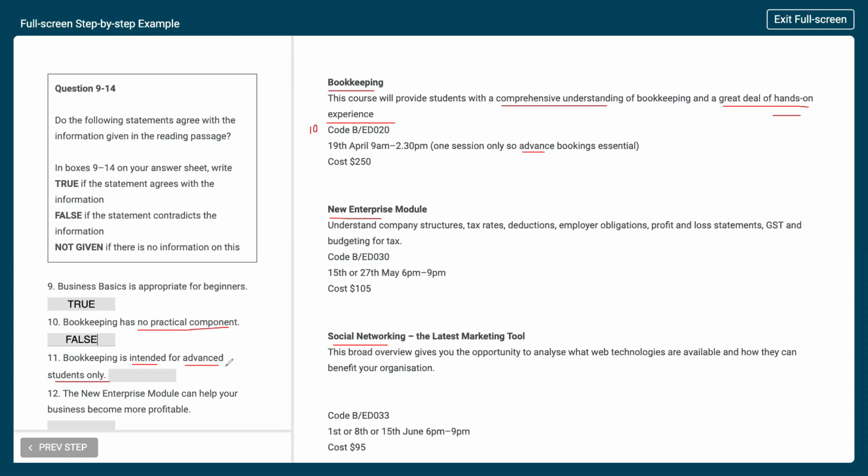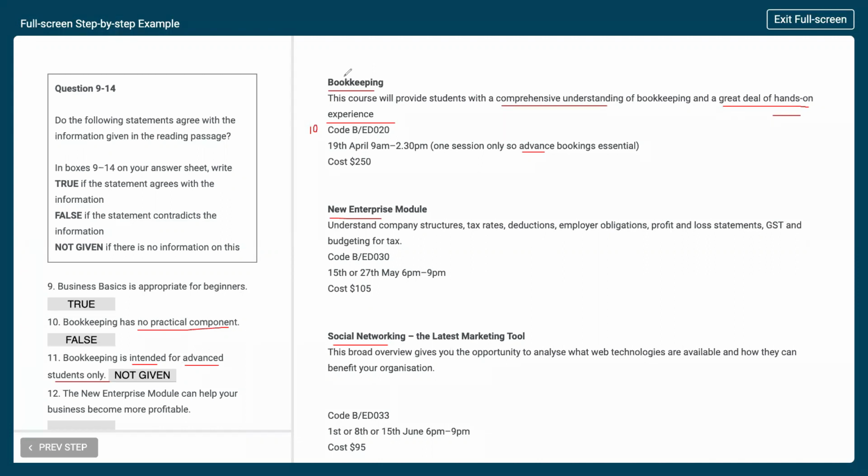So the advanced level. In bookkeeping, we do not see anything about who this is intended for. We see that it will provide a comprehensive understanding. We see there's a lot of experience, but it doesn't say anything about beginner students or intermediate or advanced. And the next section goes directly to new enterprise module. So this is a perfect example of something that is not given. So I'm going to make sure I'm spelling everything correctly and write not given. Okay, so we have our first not given.